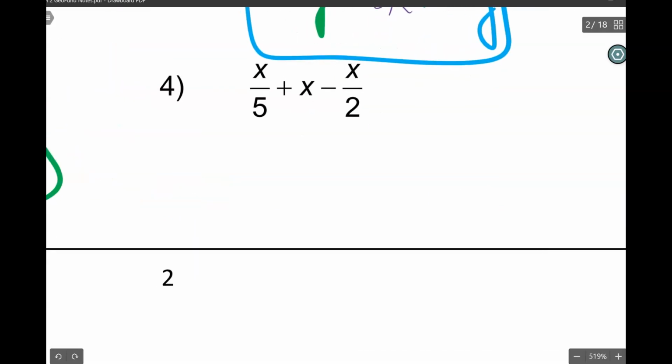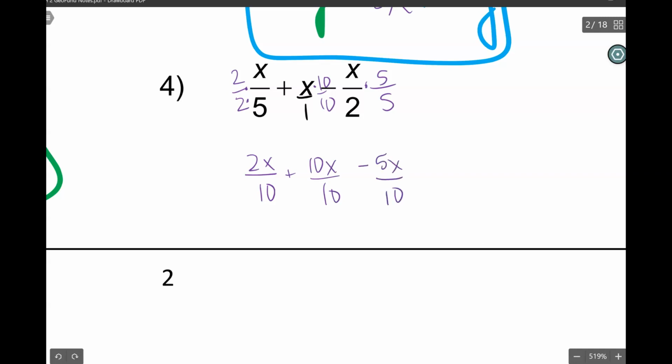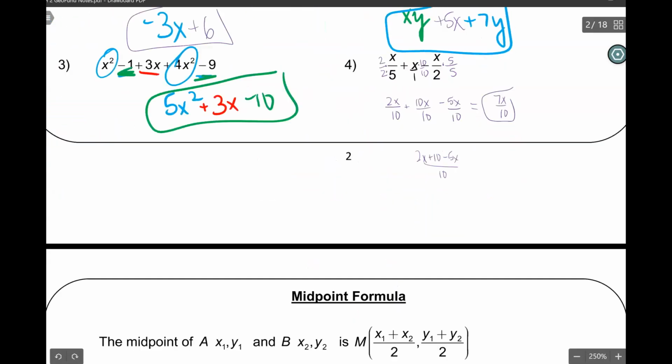So what I need to do is make a common denominator. So I have x over 5, x over 1, x over 2. What would be great is, let's see, 5, 1, and 2. Least common denominator is 10. So multiply this one by 2 over 2, multiply by 10 over 10, and multiply by 5 over 5. That way I have 2x over 10 plus 10x over 10 minus 5x over 10. You could write it this way, combine all the top, all over 10. Either way is fine. 2x plus 10 is 12. 12 minus 5 is 7x over 10. Awesome.